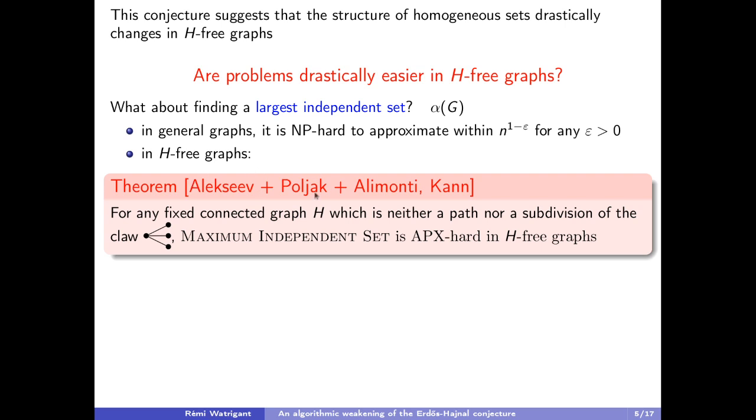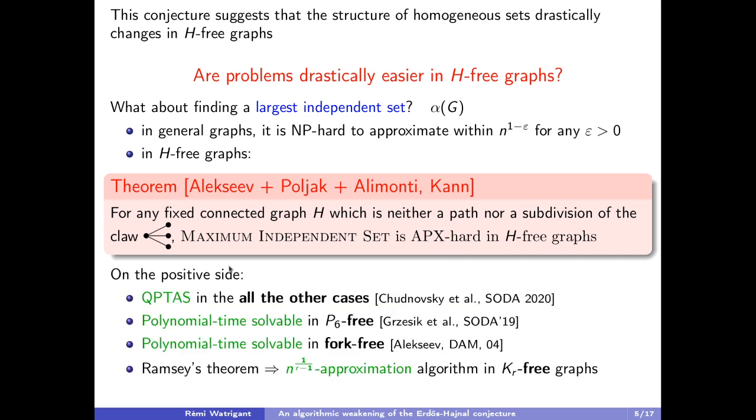By combining some known reductions, we have the following result: for any fixed connected graph H which is neither a path nor a subdivision of the claw, being this small star, maximum independent set is APX-hard in H-free graphs. APX-hard means that there is a constant such that you cannot approximate the problem within this constant. So there is no approximation scheme in polynomial time.